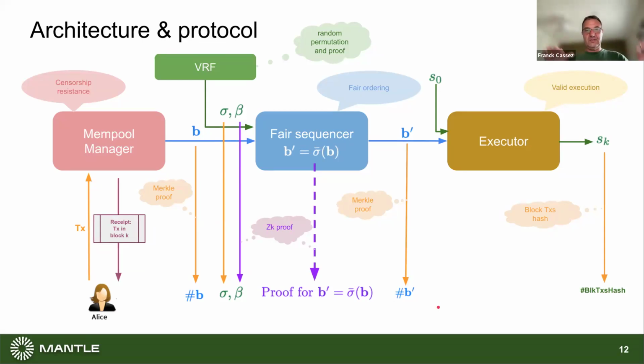So again, the takeaway is, there are 3 different modules. They are in charge of 3 different things, and if something goes wrong, we can clearly identify the module that was malicious.